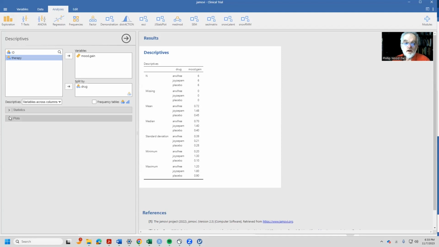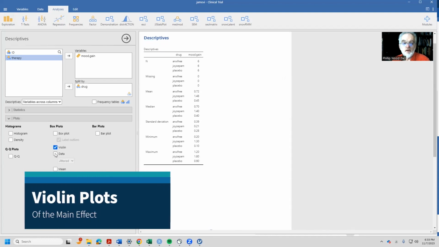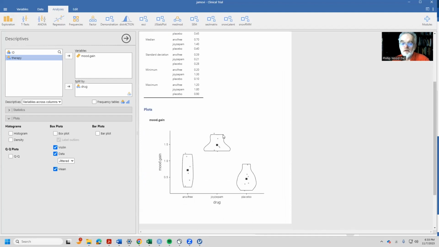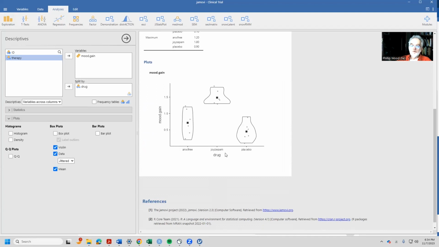Another way to do it is to make a plot. So let's come downstairs to our old friend, the violin plot. And let's ask that the data also be displayed. And let's ask also that the mean be displayed. Here we see our violin plot. So it looks as though the Joyzepam condition has the largest mood gain and the placebo and the Anxifree less so. There is a little bit of a not symmetric violin plot going on here. It looks like the Joyzepam condition has a bit of a fatter bottom on the distribution. The other ones don't. But probably we can't interpret that a lot here because it's a relatively small data set.